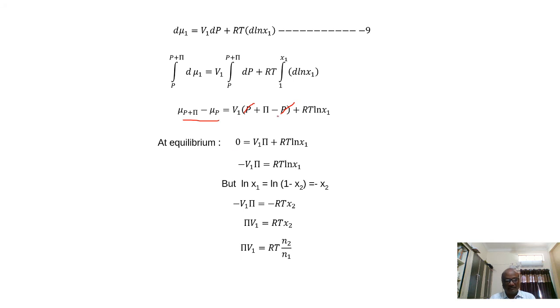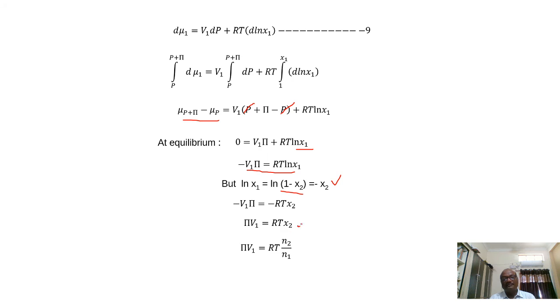Here we got only v1 pi plus RT log x1, but x1 is equal to 1 minus x2, so we introduce that: log x1 becomes equal to log of 1 minus x2. In mathematics, log of 1 minus x is approximately minus x, so log of 1 minus x2 becomes equal to minus x2. Now we substitute in this equation: minus v1 pi is equal to minus RT x2. Minus and minus will get cancelled. Pi v1 is equal to RT x2.